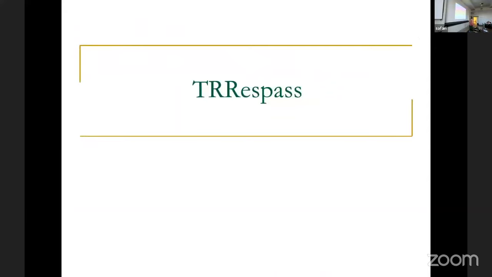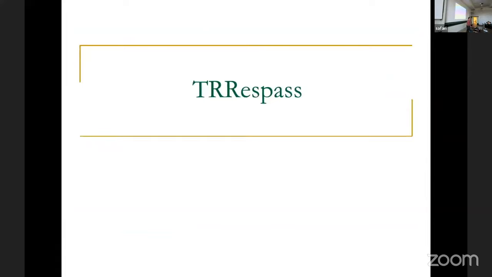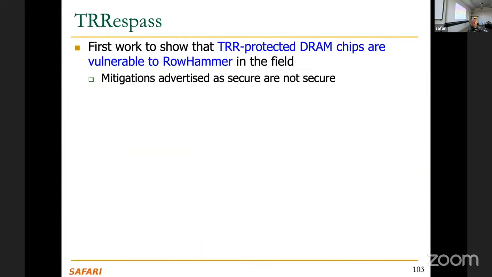Okay, so this next paper is TRRespass. As I said, in the previous paper we wanted to understand fundamentally what's going on with RowHammer, ignoring all the solutions. Here, DRAM manufacturers said, well, we solved the problem. Is that really true? Is the problem really solved? Can we actually induce these bit flips in chips that are sold by DRAM manufacturers as RowHammer free? And the answer is basically yes, you can induce bit flips. So they did not solve the problem. They just claimed that they solved the problem.